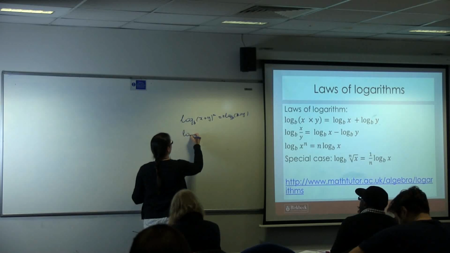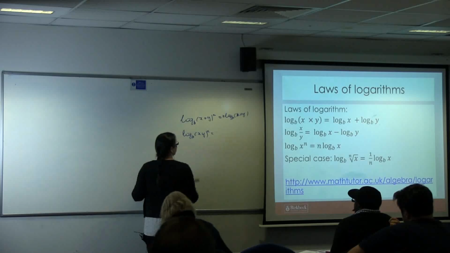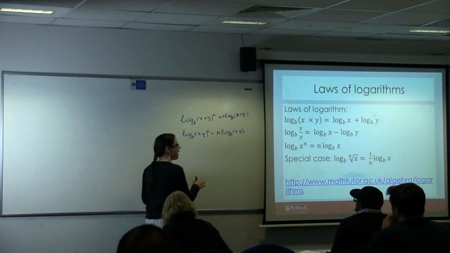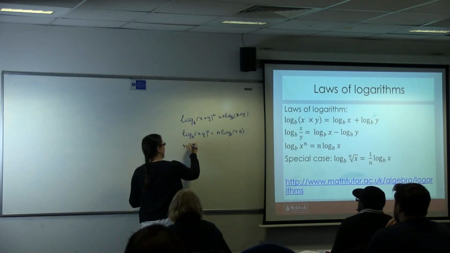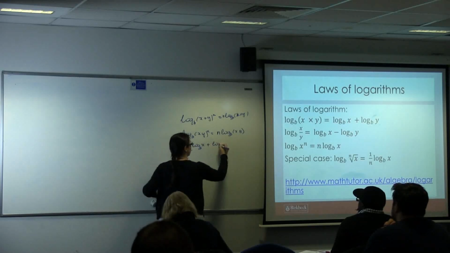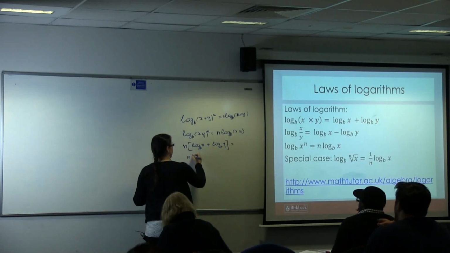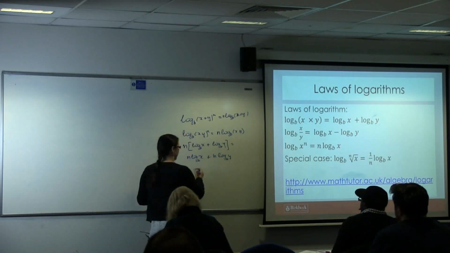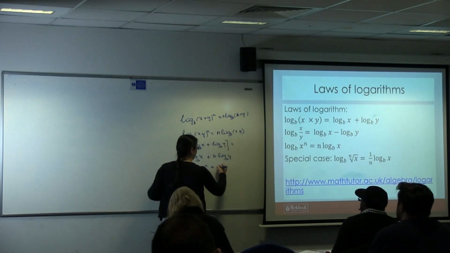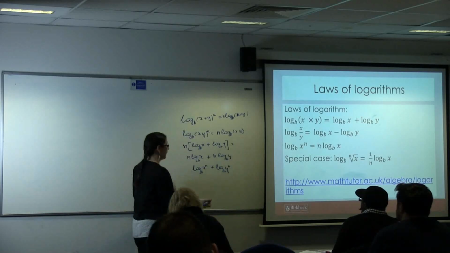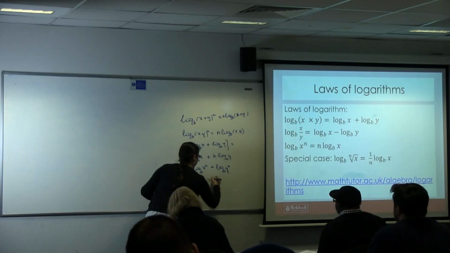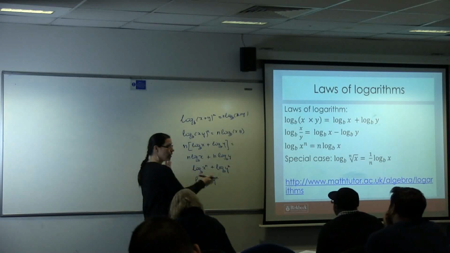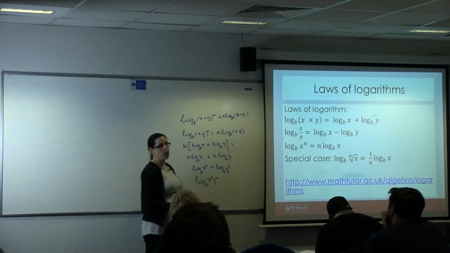It could be slightly different if you have this. Again, I can bring the power down at the front. But now, because these are multiples, I can again break them apart. So it will be n times (log b x plus log b y), and that's the same as n log b x plus n log b y. If I wanted to, I can again bring the powers back, and bring them together. So I could have started by applying the power rules here, breaking them apart, and then bringing the powers down. So there are slightly different ways of solving similar problems. It really depends on which one jumps out at you first.